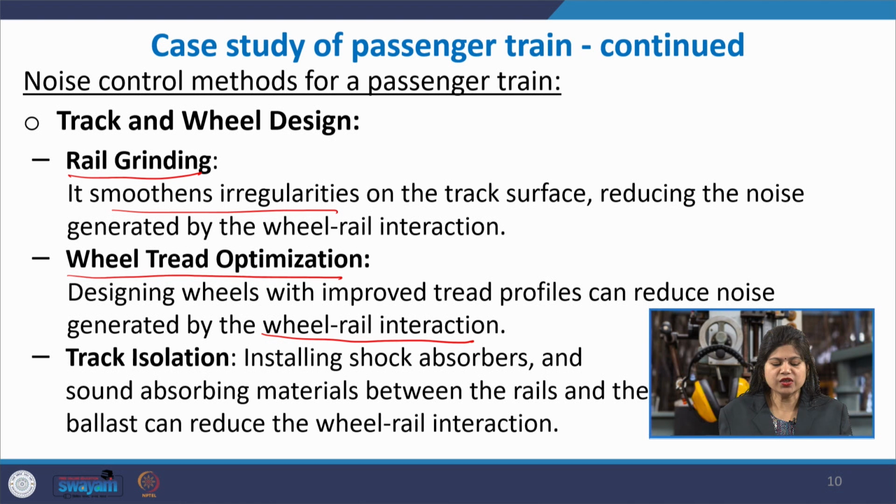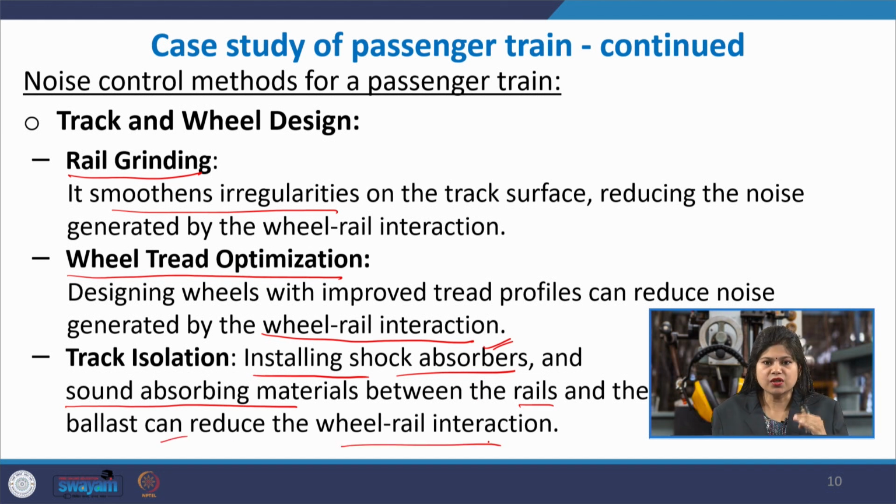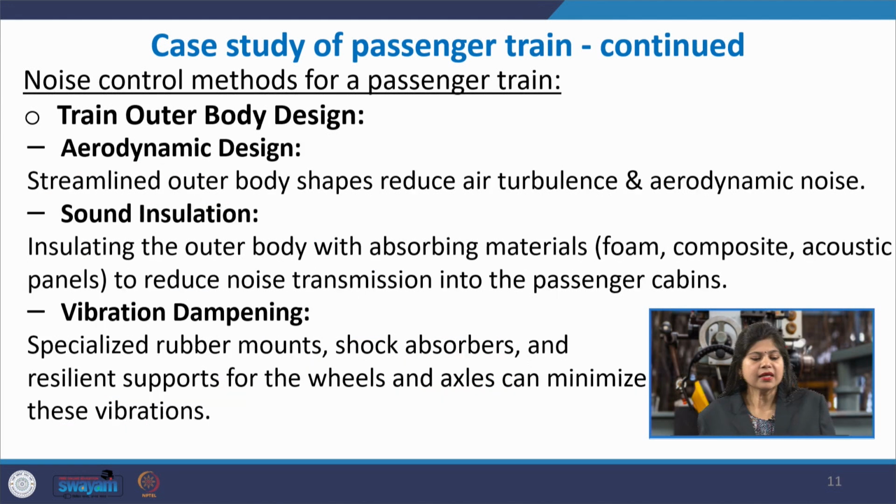Then the track isolation can be done, which means that wherever the two tracks are being joined together, suddenly in these joints or discontinuities we have a heavy vibration. So what you can do is install shock absorbers at these joints, or various kinds of sound absorbing materials between the rails and the ballast, and all of this is going to once again reduce the impact due to the wheel rail interaction.